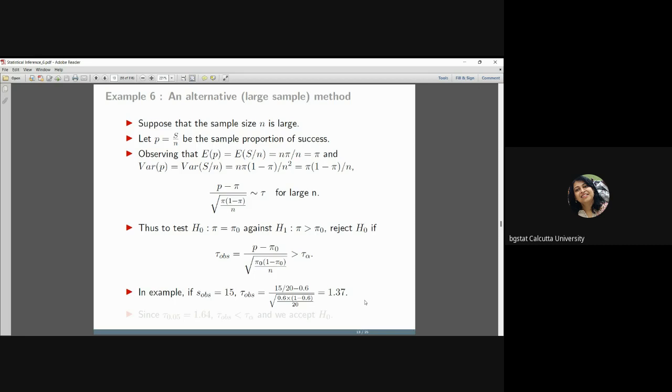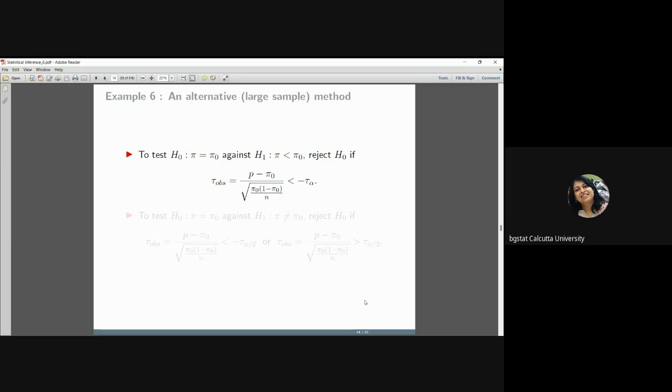So for the previous example, if instead we want to use the large sample approach, note that my S observed was 15, which means that my p was 15 over 20, minus pi naught, which is 0.6, divided by root over pi naught, 0.6, times 1 minus pi naught, which is 0.4, by 20. So my tau observed comes out to be 1.37. I can compare it to the critical value, which is 1.64. And since it is less than tau alpha, I don't reject H naught.